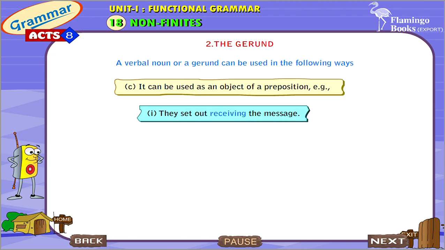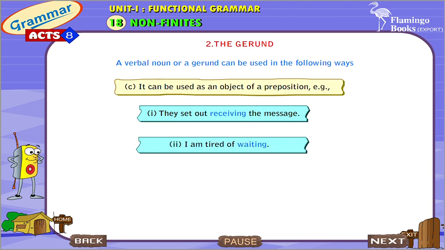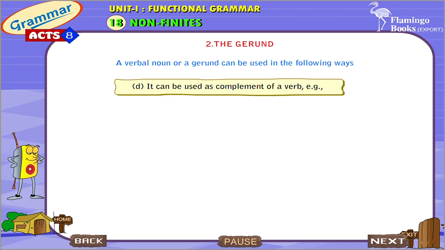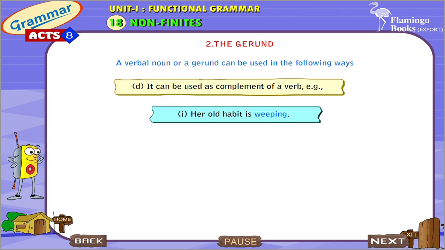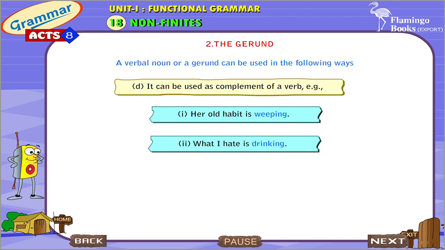It can be used as an object of a preposition. Example, they set out receiving the message. I am tired of waiting. It can be used as complement of a verb. Example, her old habit is weeping. What I hate is drinking.